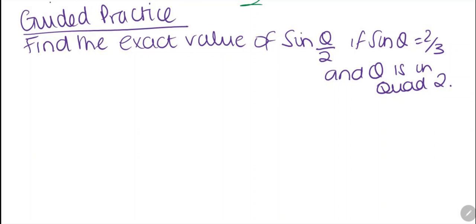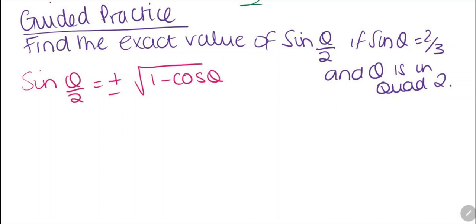Okay, so looking at the guided practice, we need to find the exact value of sine theta divided by 2 if sine of theta is 2/3 and theta is in quadrant 2. If we're trying to find sine of theta divided by 2, we will notice that the formula asks us for cosine. So the first thing we need to do is find the value for cosine.